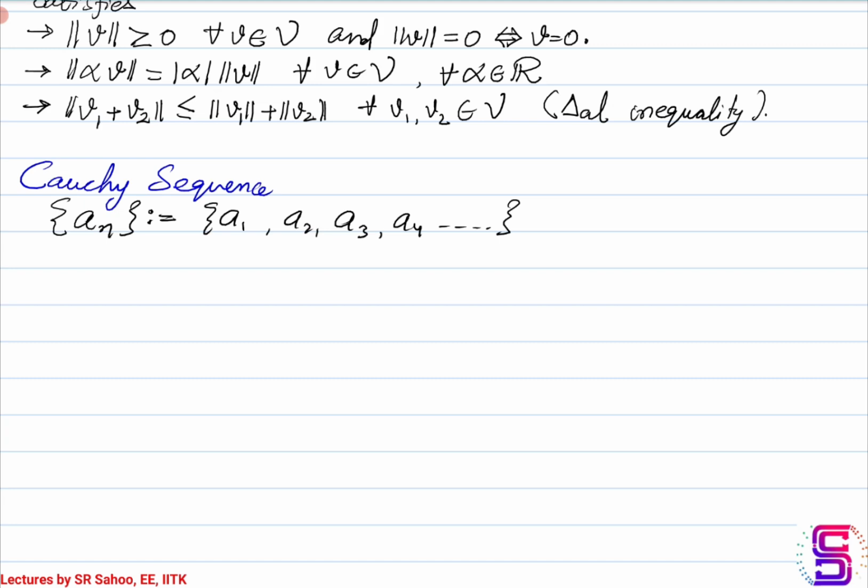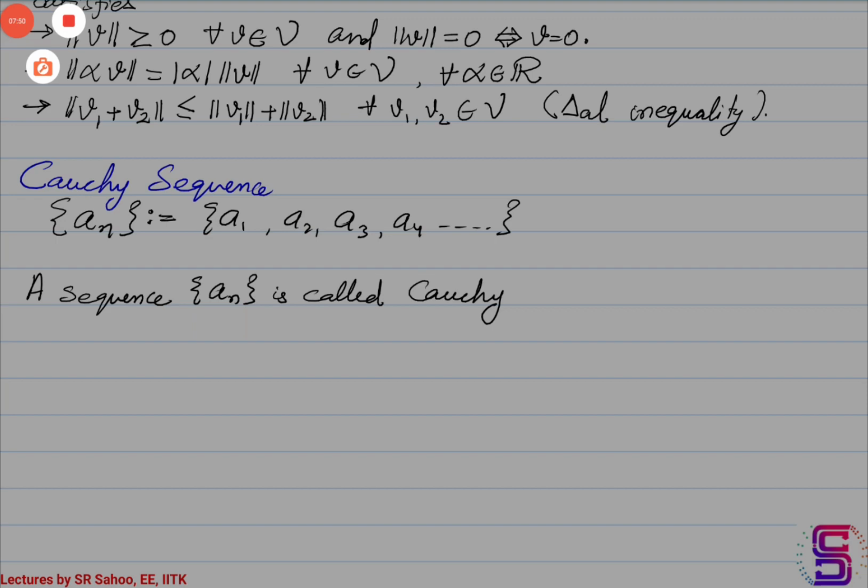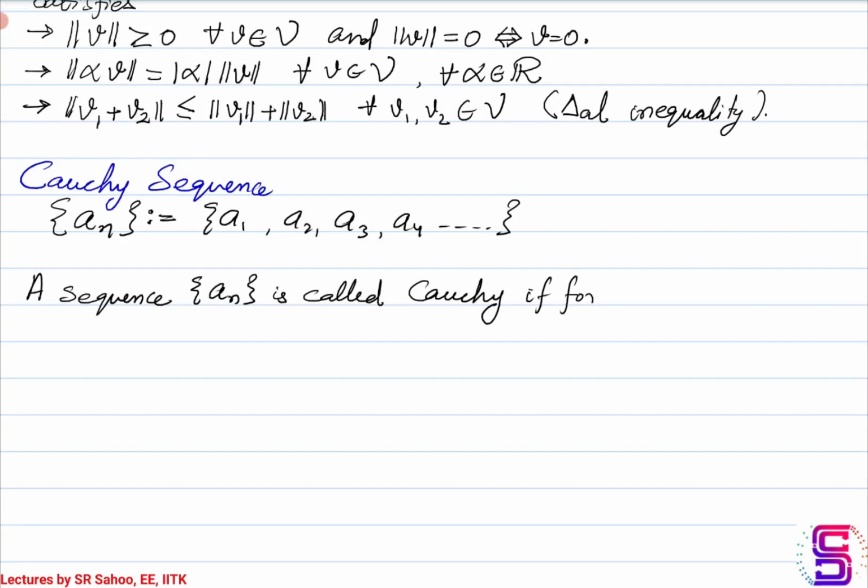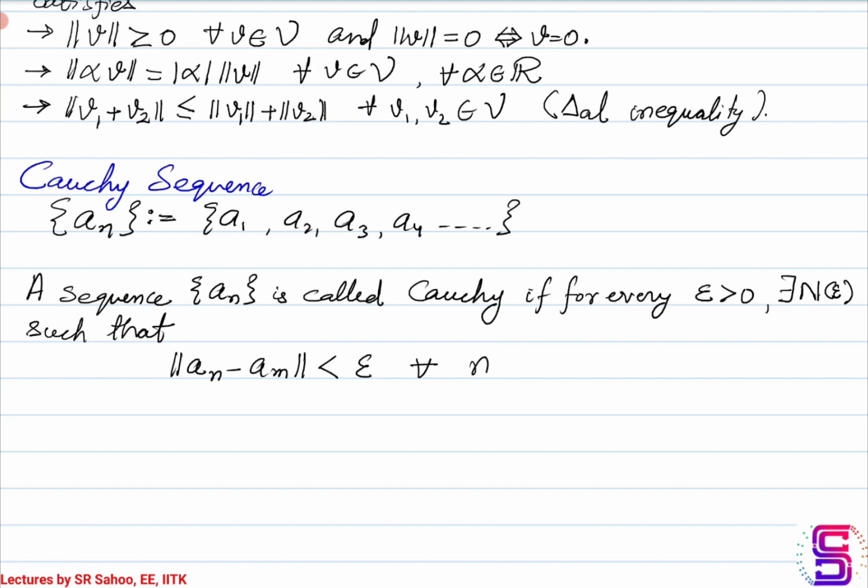Okay, so now a sequence a_n is called Cauchy if for every epsilon greater than 0, there exists an index number N, which is dependent on epsilon, such that the norm of a_n minus a_m is less than epsilon for all n and m greater than this index number capital N.